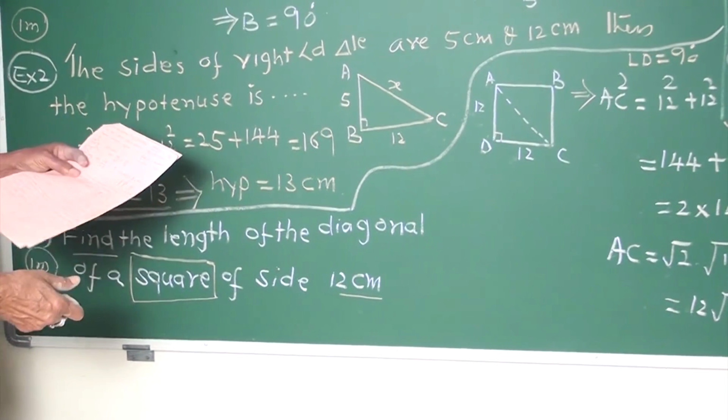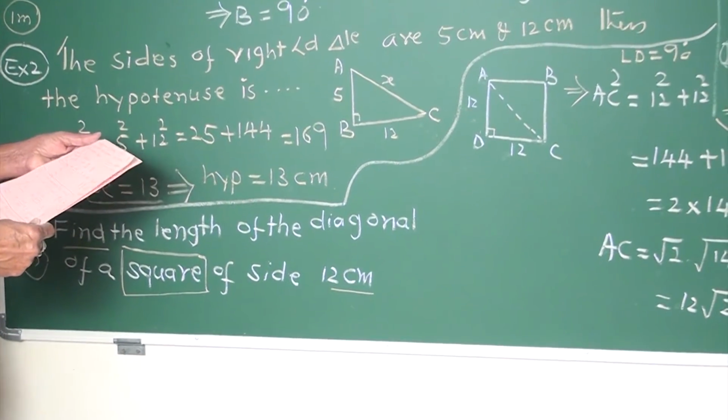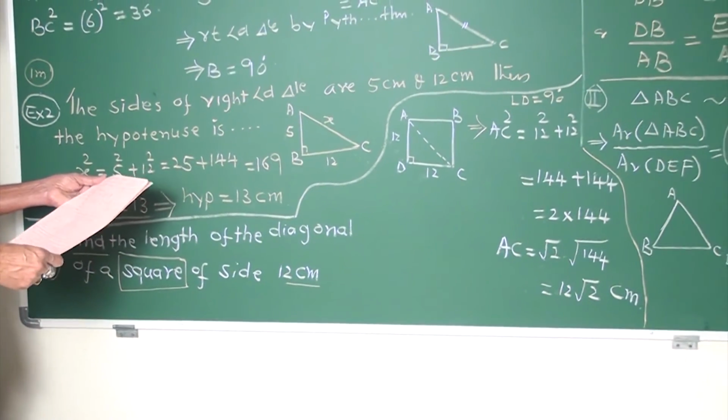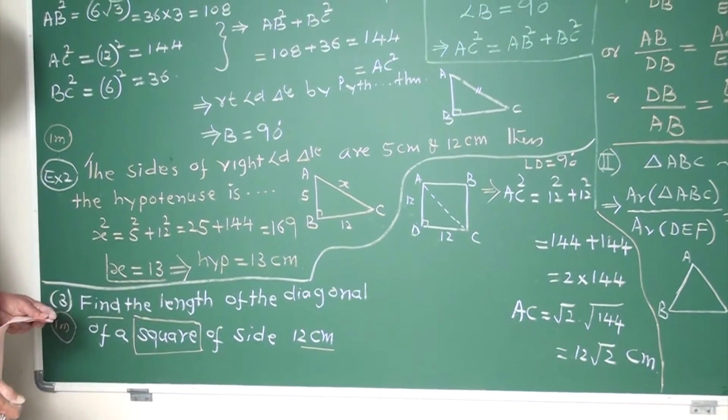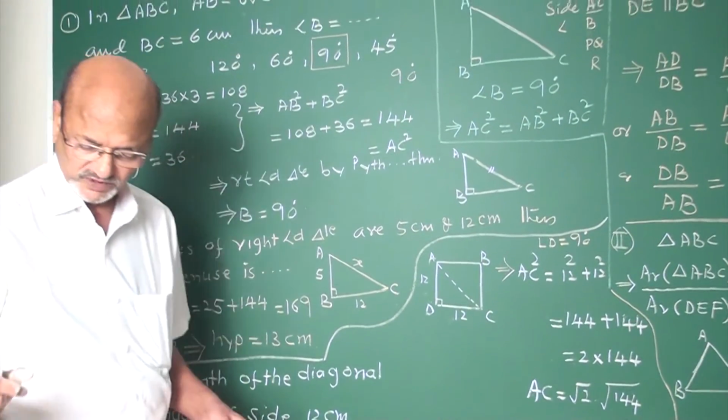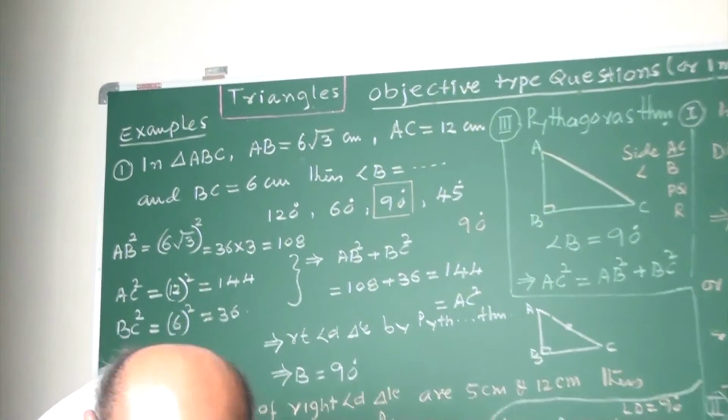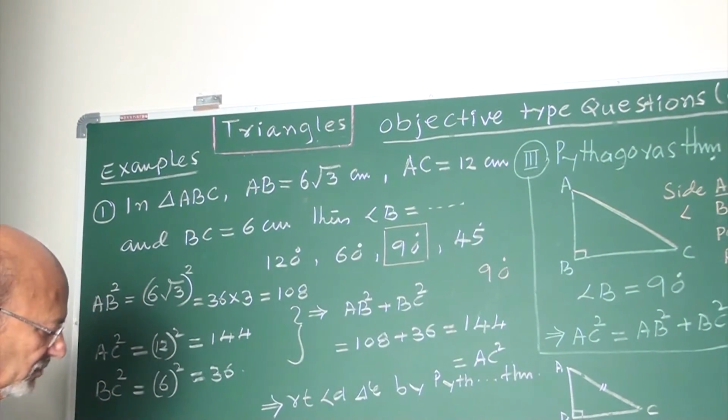Third example. Write, my friends. Write it. One minute I give, my friends. You must be very fast.